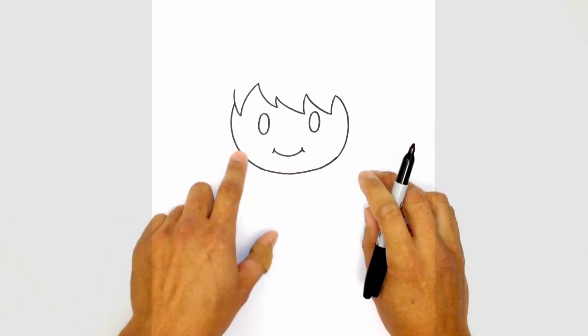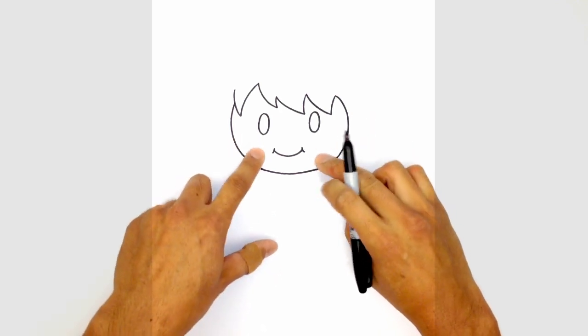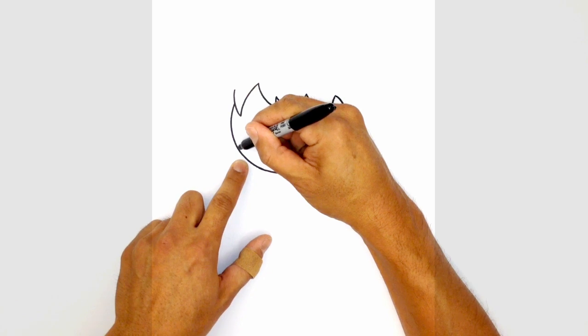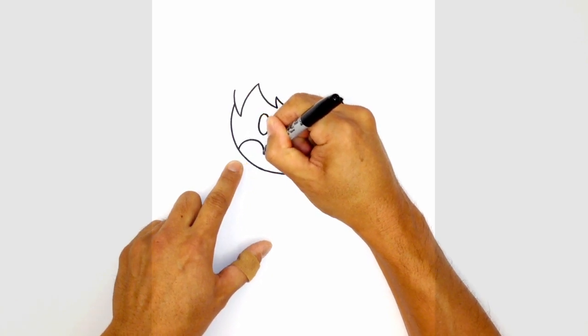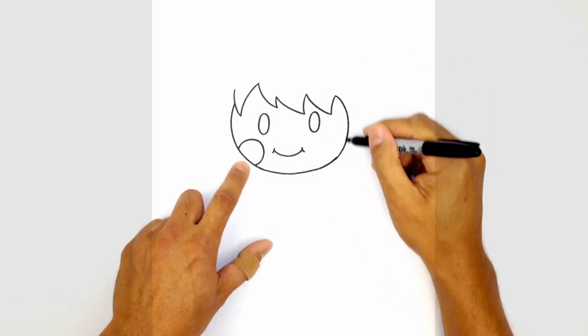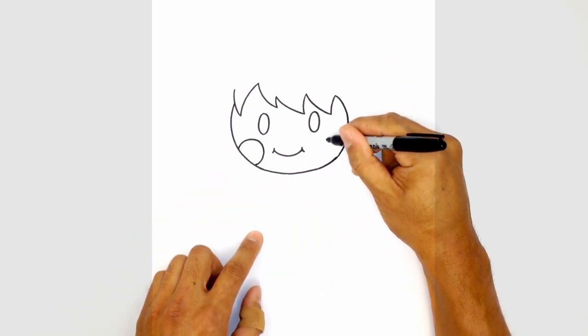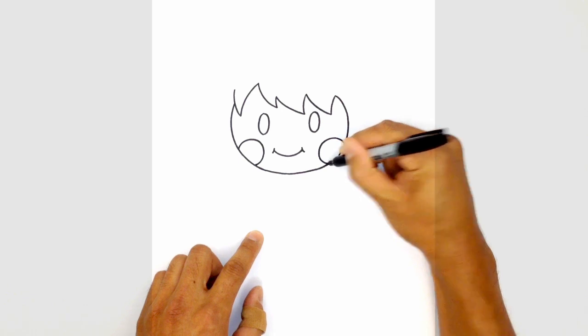Let's draw in some cheeks. So I'm going to draw in some circles on either side of the mouth. We're going to tuck these in along the side of the head. So right here on the left side, we're going to curve around and tuck that into the side of the face. On the right, we'll do the same thing. Again, starting at the same height, curve around, and then tuck this in.